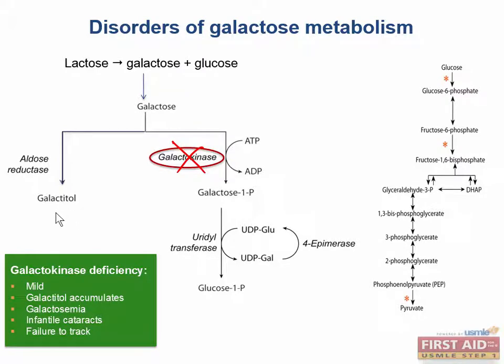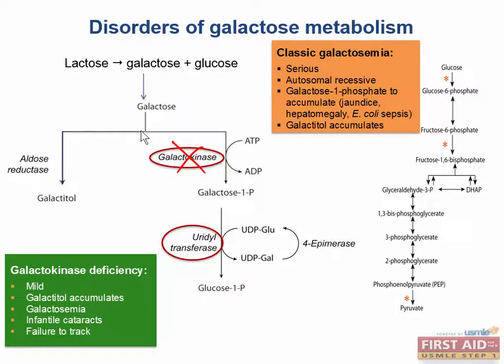This is catalyzed by the enzyme aldose reductase, the same enzyme which also converts glucose into sorbitol, which we'll see on the next slide. A galactokinase deficiency is usually a mild condition, but galactitol does accumulate within cells, and it can cause galactosemia, infantile cataracts, and failure to track objects or develop a social smile. So it's not completely benign, but it's not as bad as our next deficiency.